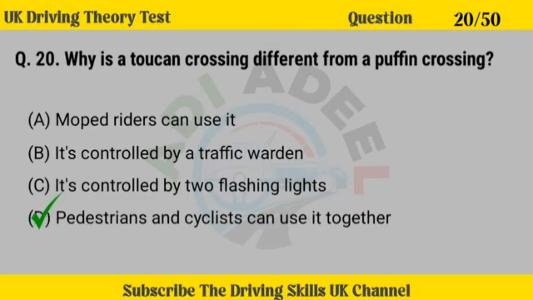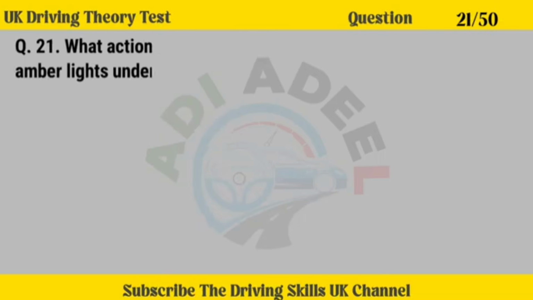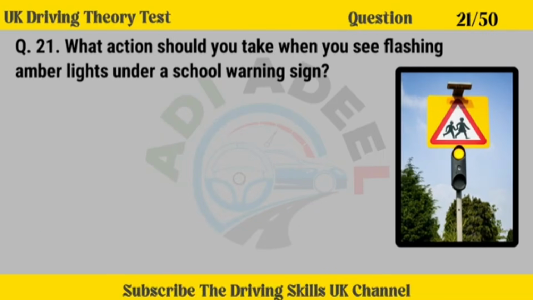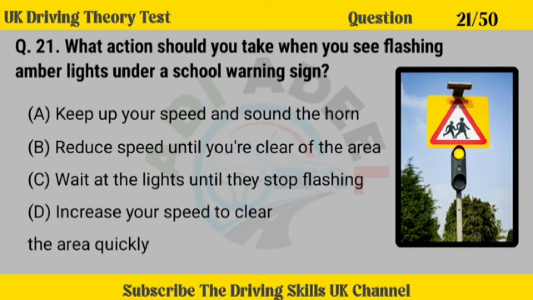The answer is D. Pedestrians and cyclists can use it together. Question 21. What action should you take when you see flashing amber lights under a school warning sign? A. Keep up your speed and sound the horn. B. Reduce speed until you're clear of the area. C. Wait at the lights until they stop flashing. D. Increase your speed to clear the area quickly.